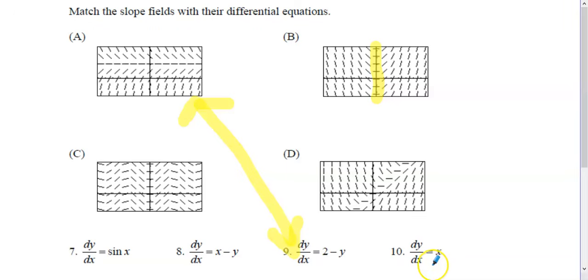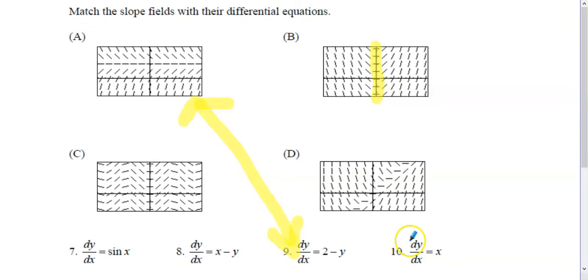This one, well, yeah, when x is equal to 0, this one's equal to 0. So it looks like we have two differential equations that have the potential to match up with this slope field because two differential equations have the property of being equal to 0 when x is 0. So now we have to look at other information.